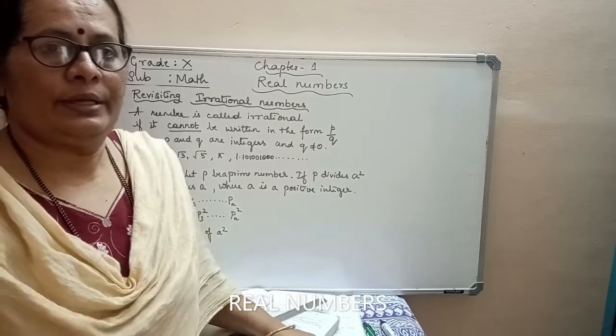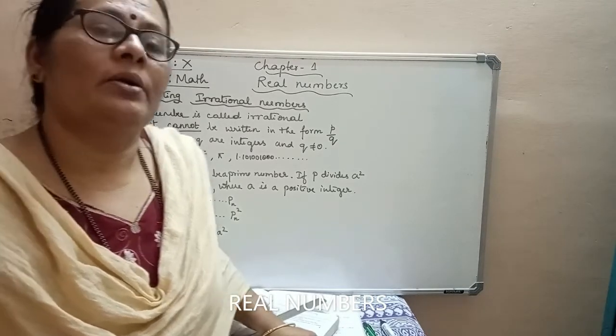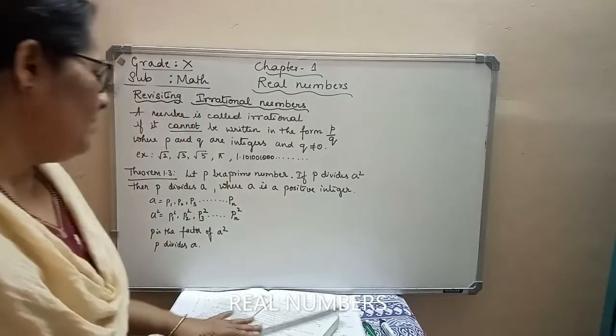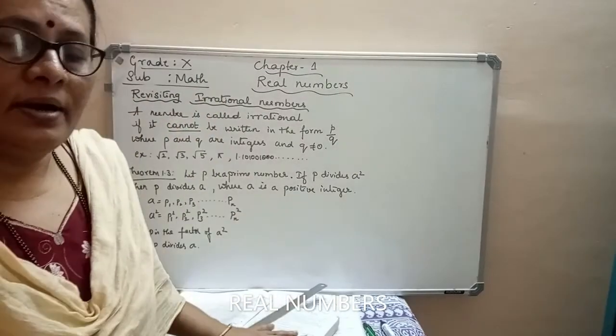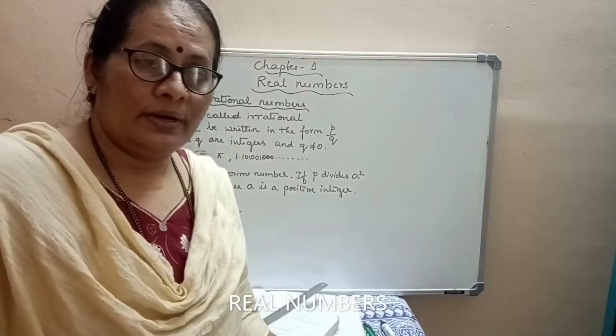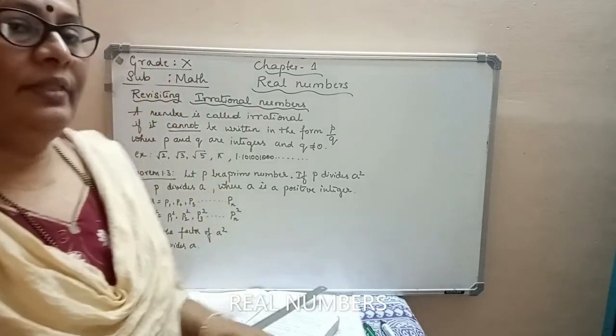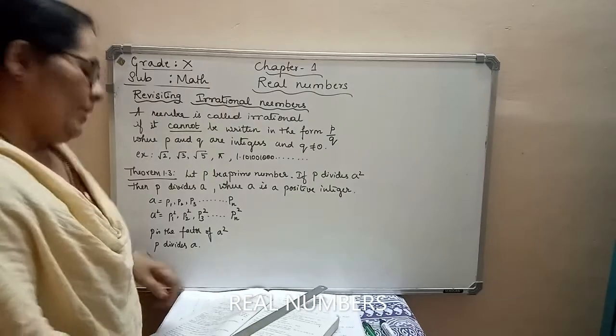Today we are going to learn the contradiction method, proof by contradiction. What do you mean by contradiction? Contradiction means indirect proof.